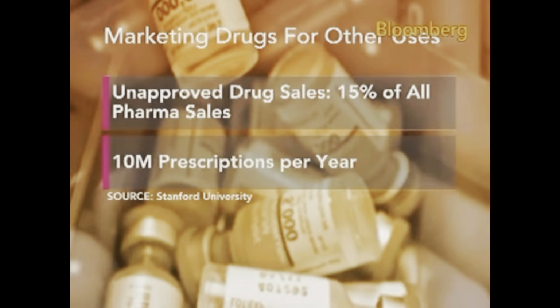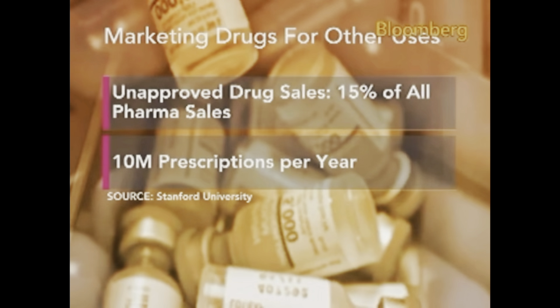So why do drug companies continue the practice? Well, in short, as we mentioned, off-label sales are a huge moneymaker. According to a study by Stanford University, about 15% of all drug sales in the U.S. are for unapproved uses. Estimates show doctors write more than 10 million of these types of prescriptions each year. Dr. Sidney Wolf, director of health research at Public Citizen and editor of worstpills.org, says it's a serious problem, but he's not sure it will really stop.